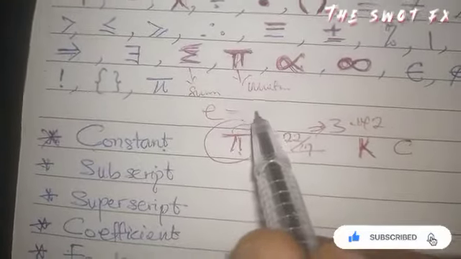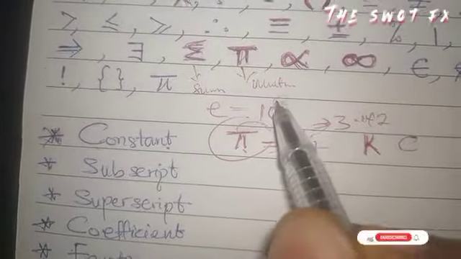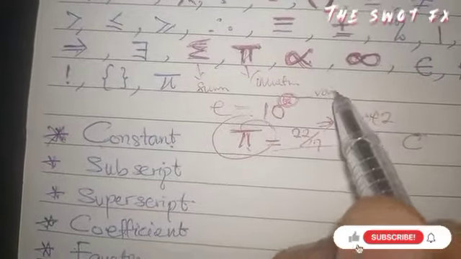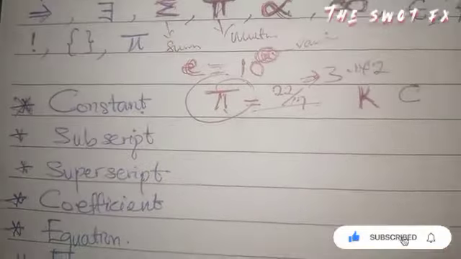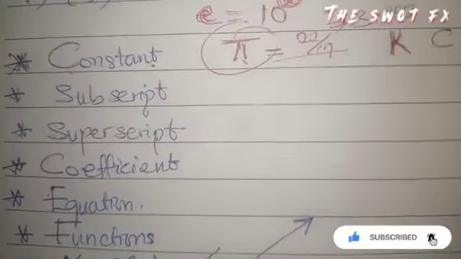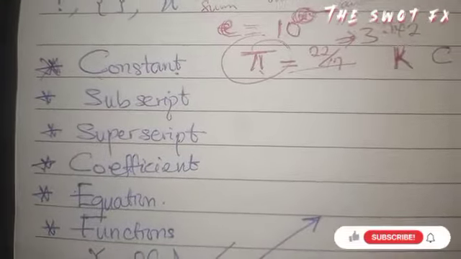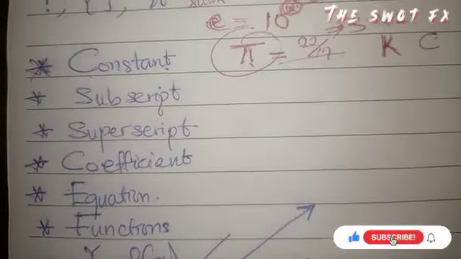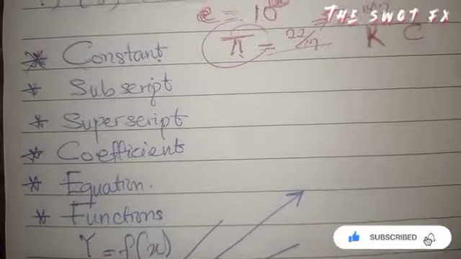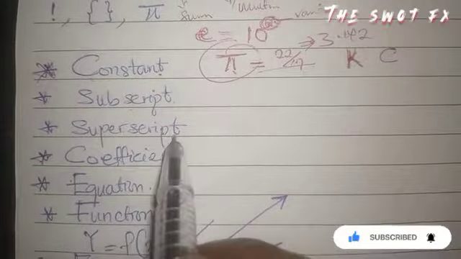Also, several constants have their own values. For example, exponential is about 10 raised to a particular power. So exponential means 10 raised to power what? So exponential is also a constant. Constants mean that their values have been in existence like that and cannot be changed. So now let's go to subscript and superscript.